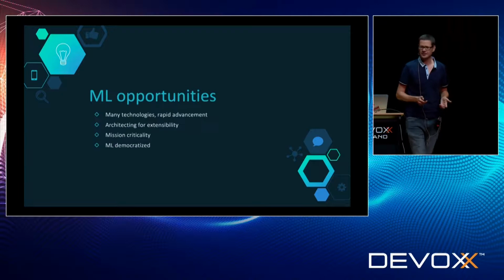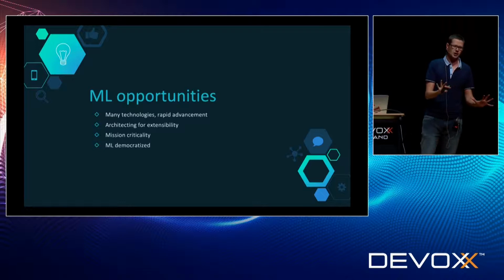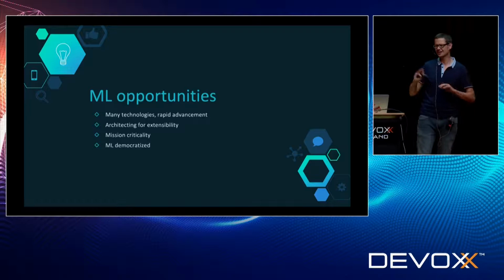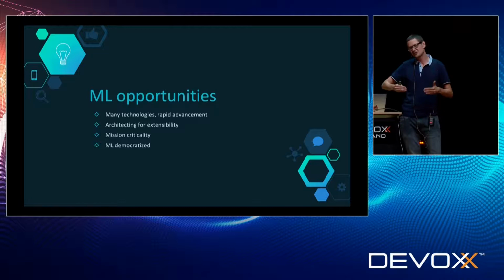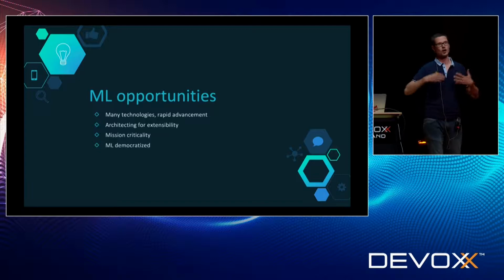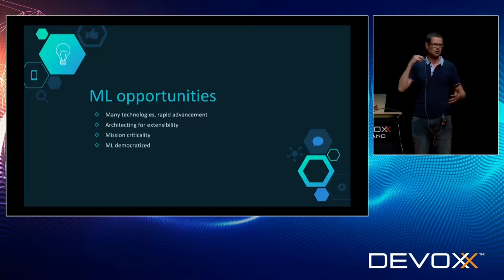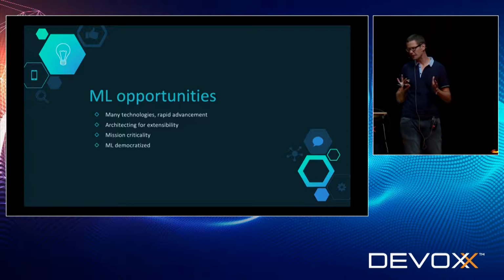All right, some of the machine learning opportunities that we see. There are a lot of technologies. The state of the art is really advancing quickly. Years ago, there was this saying, yet another day, yet another JavaScript framework, right? Today it's different, but within machine learning you see startups coming up really quickly, offering end-to-end machine learning frameworks for your company to bring in. We see new technologies, we see rapid advancement.